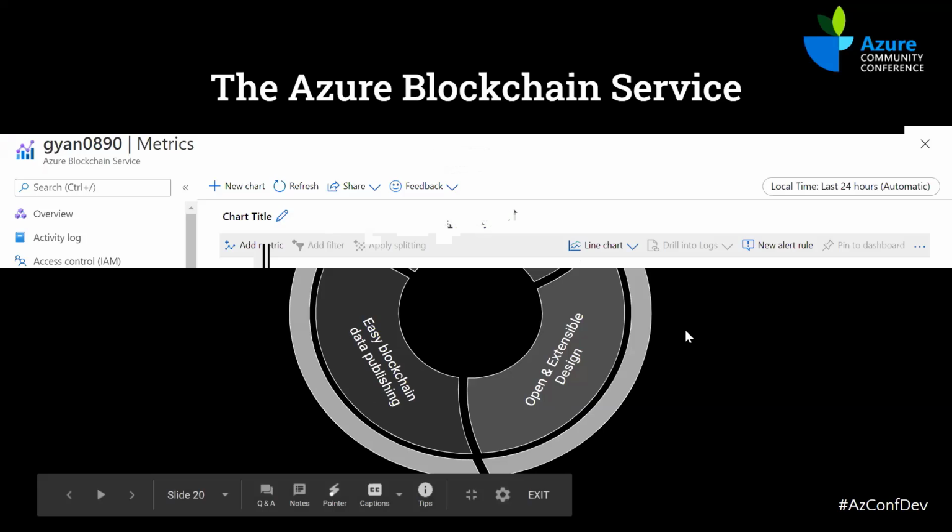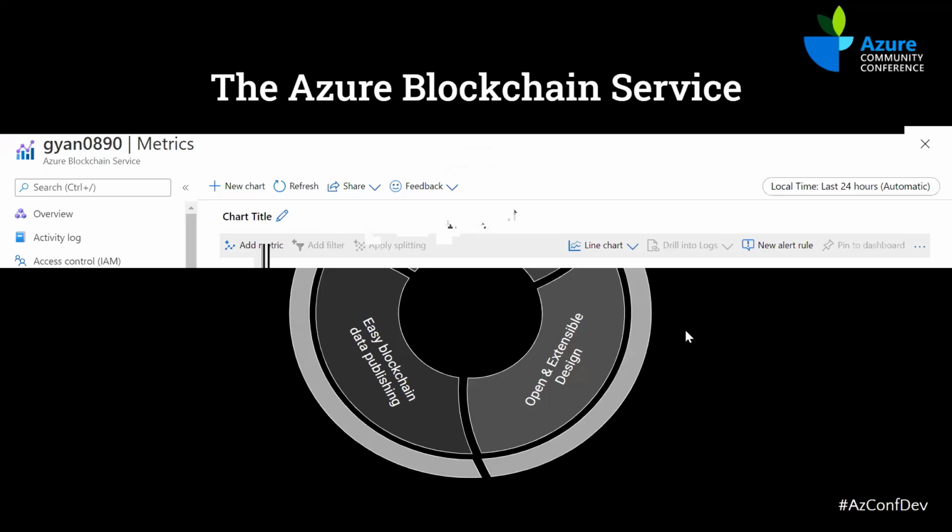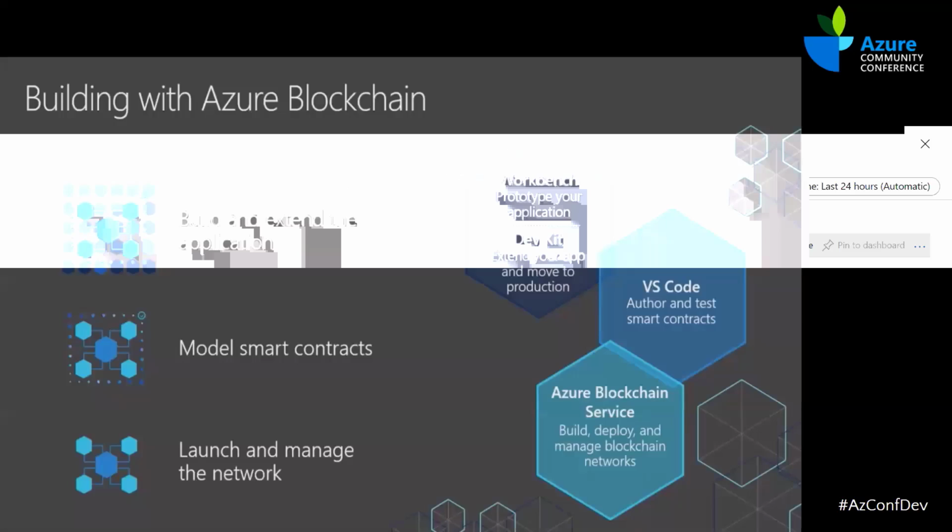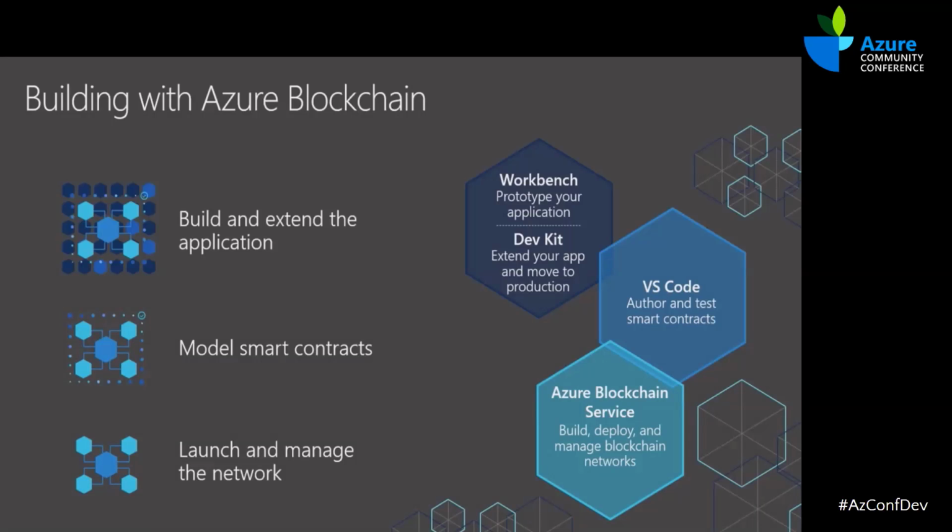Open and extensible design. One of the important things about Azure is that it offers a lot of useful dev kits that can go along with your blockchain application. So you can design your application in a way that you can use the things from the dev kit and plug and play wherever it is required in your application. So Azure Blockchain allows you to build and extend the application.